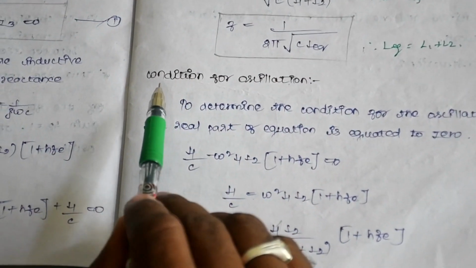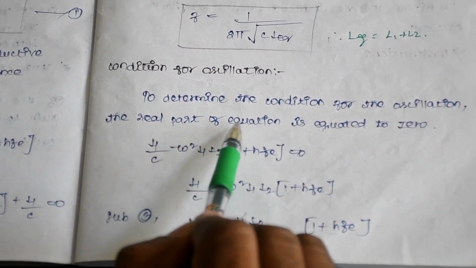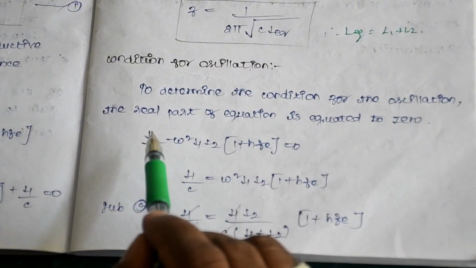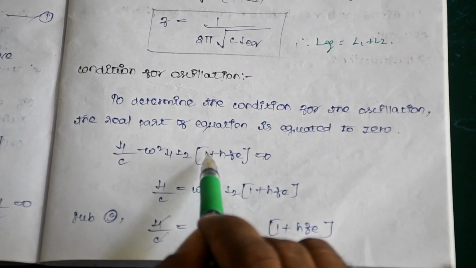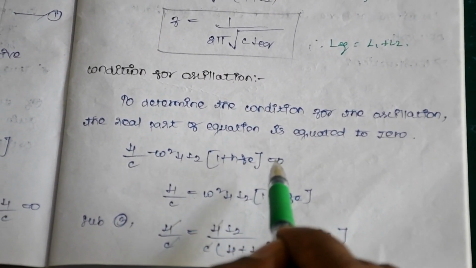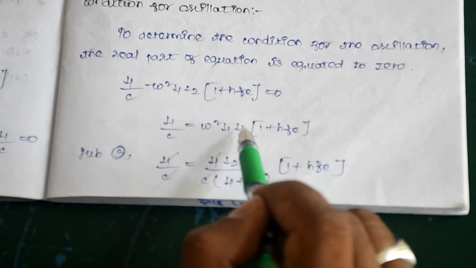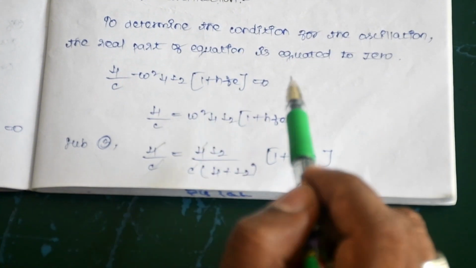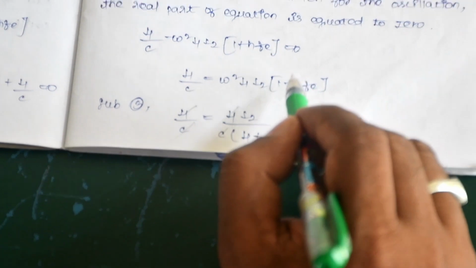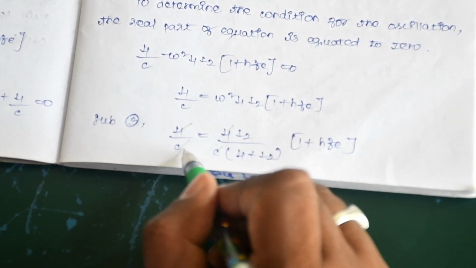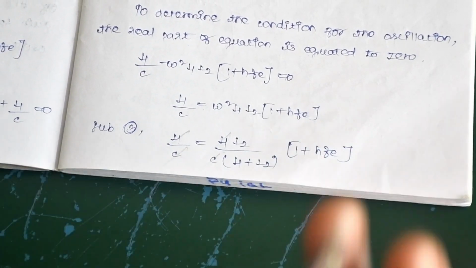Next we want to calculate the condition for oscillation. To determine the condition for oscillation, the real part of the equation is equated to 0. That is L1 divided by C minus omega² L1 L2 into (1 + hfe), which is equal to 0. So L1 divided by C is equal to omega² L1 L2 into (1 + hfe). So substitute the equation 3. So this value will be substituted in equation 3. So L1 divided by C is equal to, and this L1 will be cancelled, this C and this C will be cancelled.